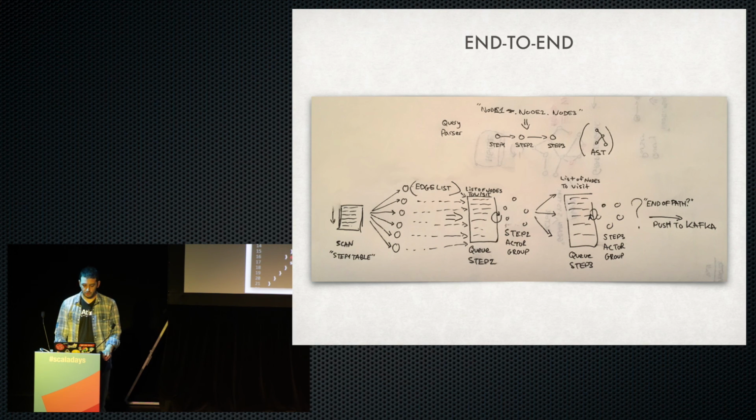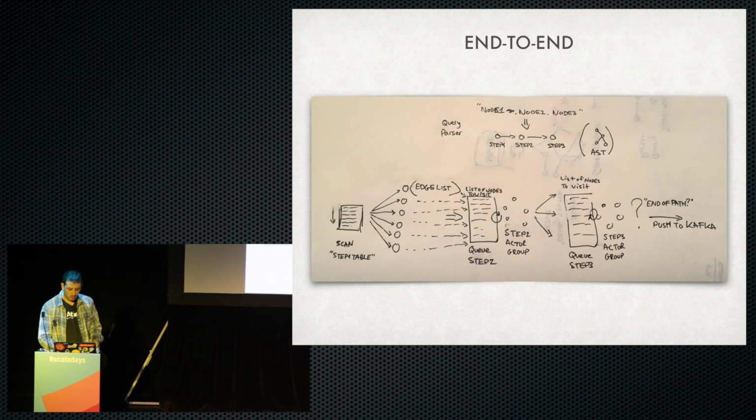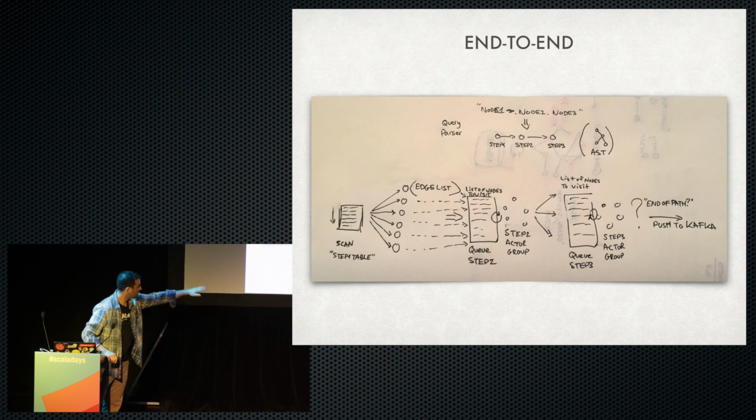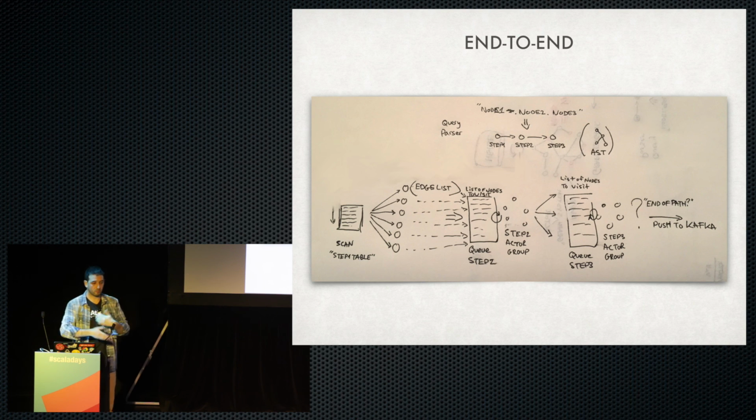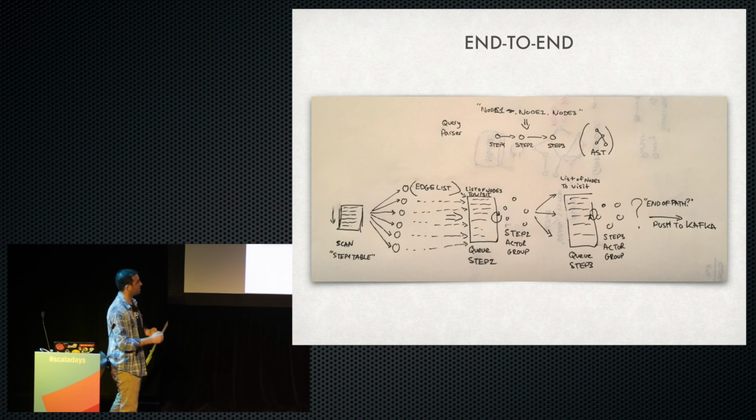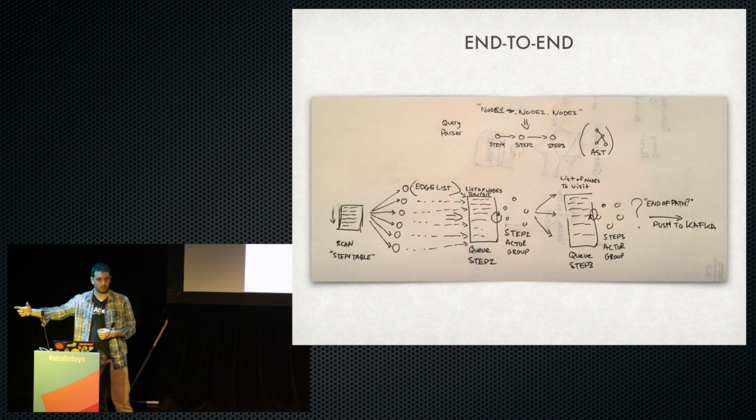So if I were to try and visualize this, we get a query, we scan the first table. Once we've scanned the first table, we generate basically an edge list or a vertex list that we need to visit. We have groups of actors or pools of actors that take this queue and get it. And as they're progressing, they're moving from one step to the other until finally they say, oh, I'm at the end of my path. Let's push this result to Kafka.